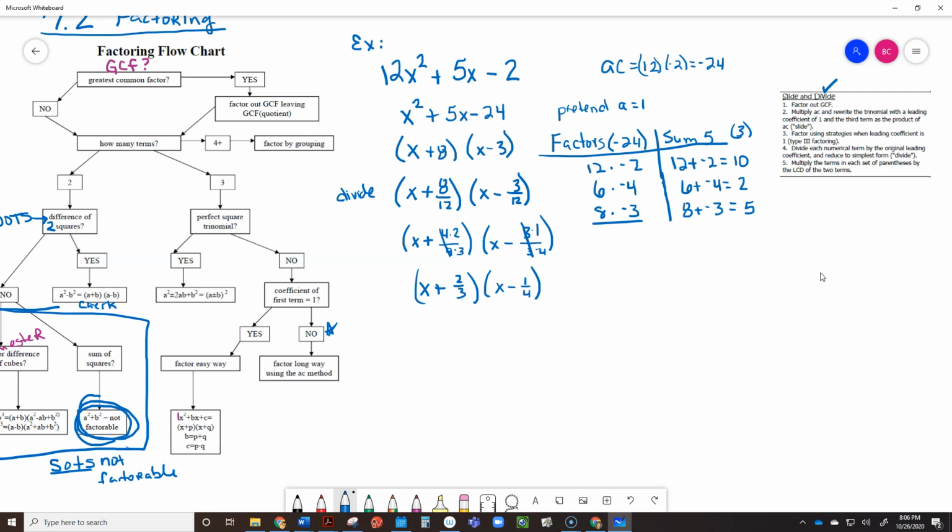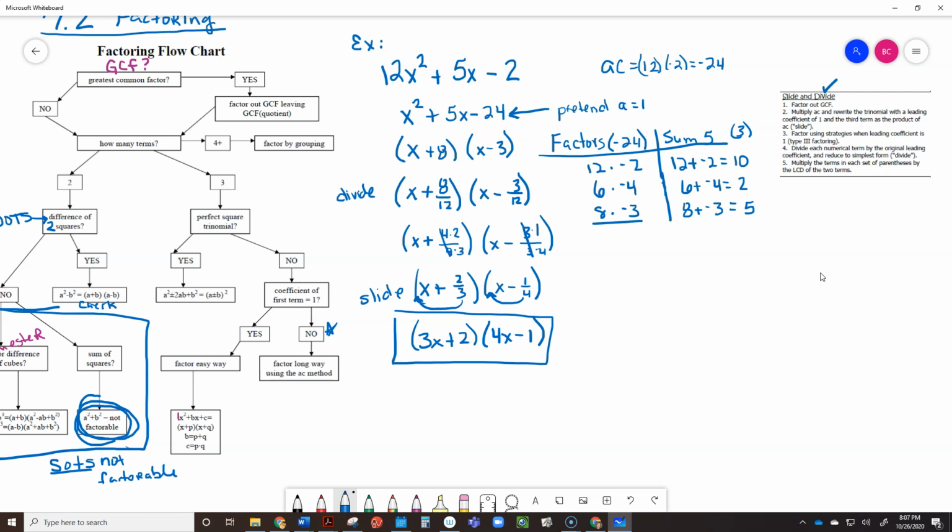Now here's where I do the slide. I slide that denominator in front of the x, and I slide that denominator in front of the x, and that's the final answer. Okay, so I did the AC method, and then I pretended for just a second that A was equal to 1. I factored that problem. Then, since this was the factors of the 24, I had to divide out the 12. So there's the divide, and then here's my slide.